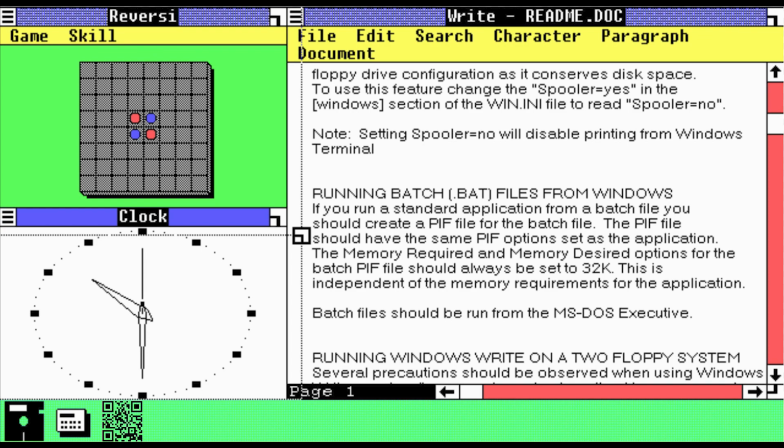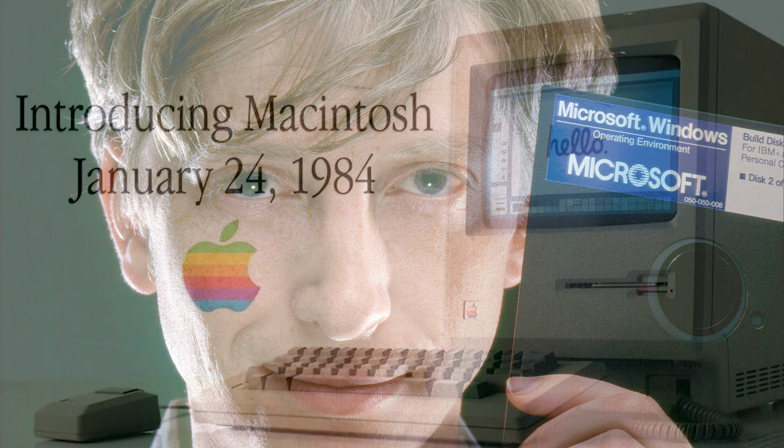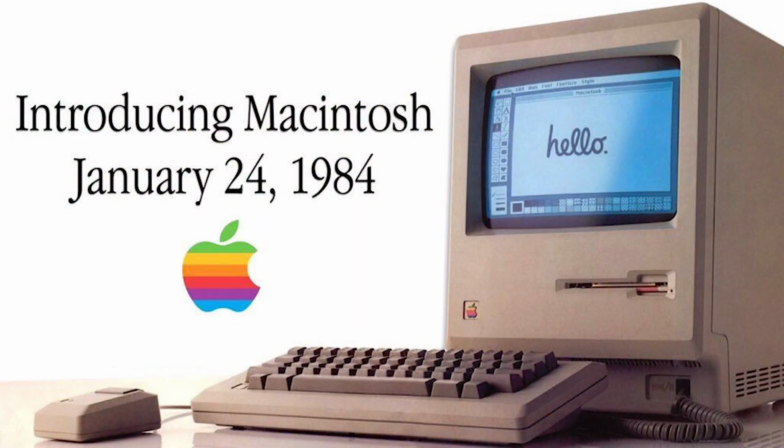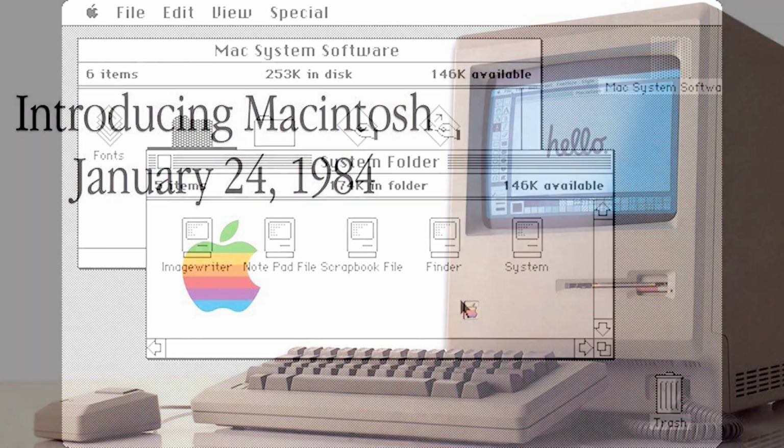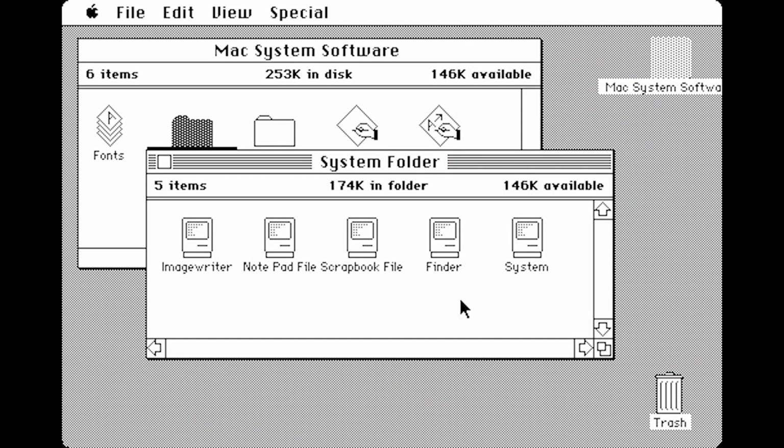Whilst the exact reason for the cancellation of the Trash feature is unknown, it is possible that Microsoft chose to remove it for fear of encroaching too much on the territory of Apple's Macintosh operating system, which had debuted with a similar feature almost 2 years earlier.